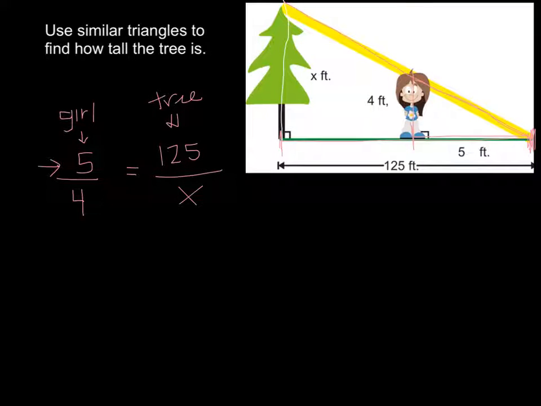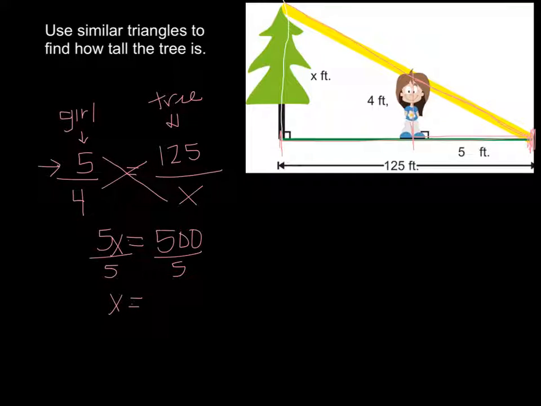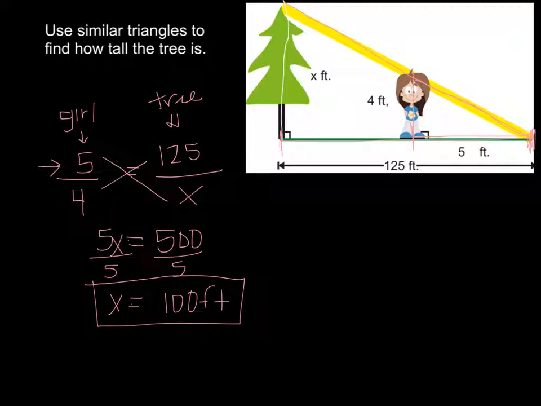Okay, so let's do cross products to figure out what the height of the tree is. So I can do 5x equals 125 times 4, or 500. Well, look at that. That's not going to be too bad. Divide by 5, and our x is 100 feet. That is how tall our tree is. Again, we just used our proportions to solve our missing number. Used our similar triangles. Let's try one more.